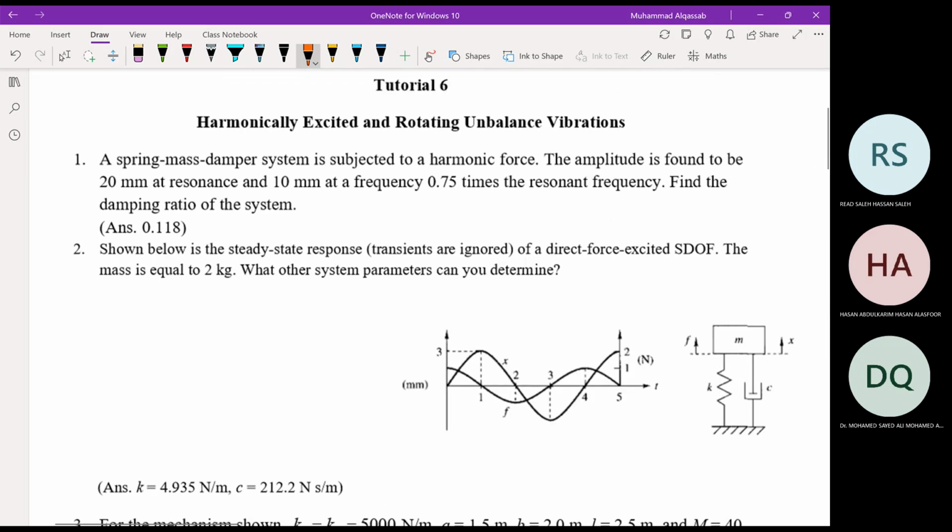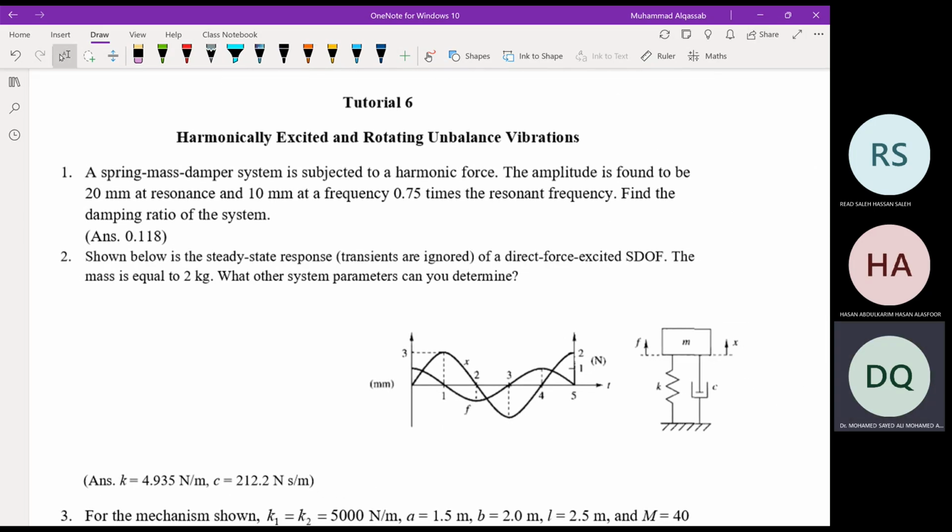Tutorial 6 is about harmonically excited vibration and rotating imbalance vibration, covering the 2 types of vibration. Question 1: a spring mass damper system is subjected to a harmonic force. The amplitude is found to be 20 millimeter at resonance and 10 millimeter at a frequency 0.75 times the resonant frequency. Find the damping ratio of the system.